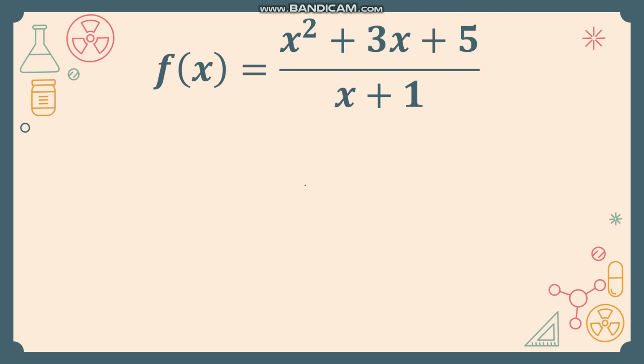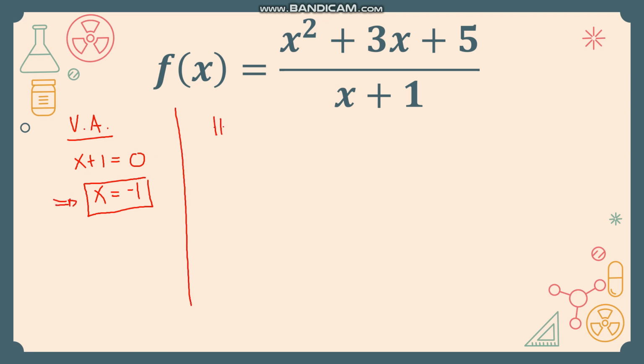And for our last example, let's have f of x equals x squared plus 3x plus 5 all over x plus 1. So let's solve now for the vertical asymptote. So let's get the denominator, x plus 1 equated to 0. Therefore, we have x equals negative 1 as our vertical asymptote.